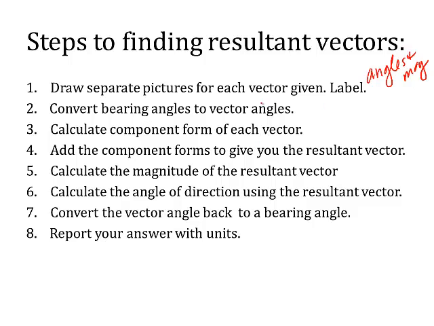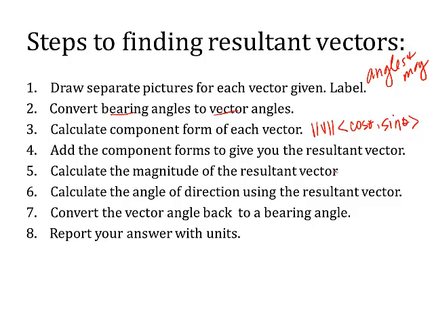Convert the bearing angles to vector angles. Remember how to do that. Calculate the component form of each vector. Remember, the component form is the magnitude times the cosine of theta, and the magnitude times the sine of theta. Add the separate component forms to give you the resultant vector.